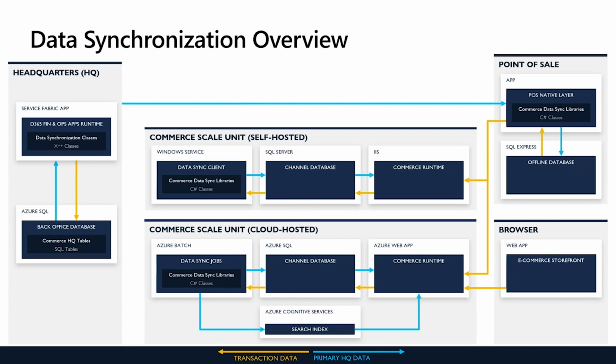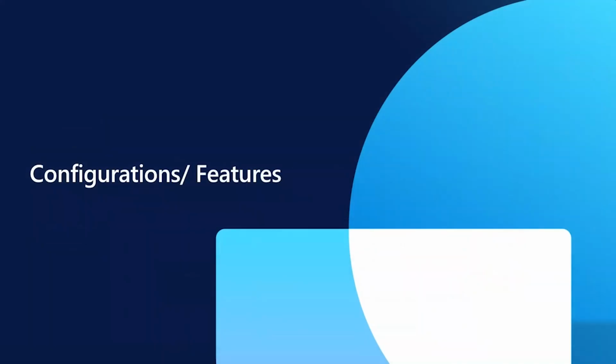And of course, Commerce Scale Unit, all the information is going up through that. So all your transactions that get put into that offline database while running will still go through your CSU. With that, we'll move one forward, and I will hand off to Harish to talk about configurations and features.